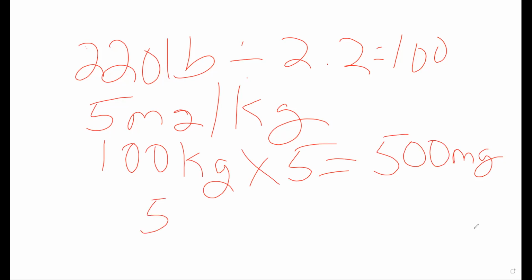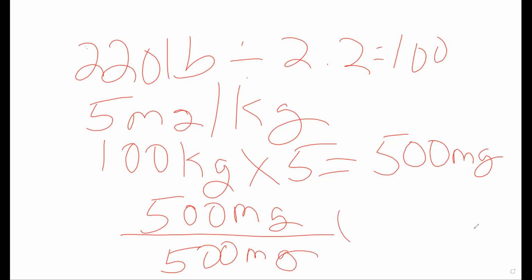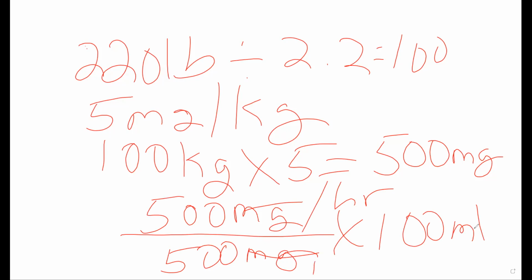We're looking for mLs per hour. We have a desired dose of 500 on hand. We have 500 milligrams times 100 mLs. These are going to calculate, cross out, okay? And this is per hour. All right, so that gives us 100 mLs per hour. We divide 500 by 500, which gives us 1 times 100 equals 100 mLs per hour. With me? Anybody not sure of that one still?